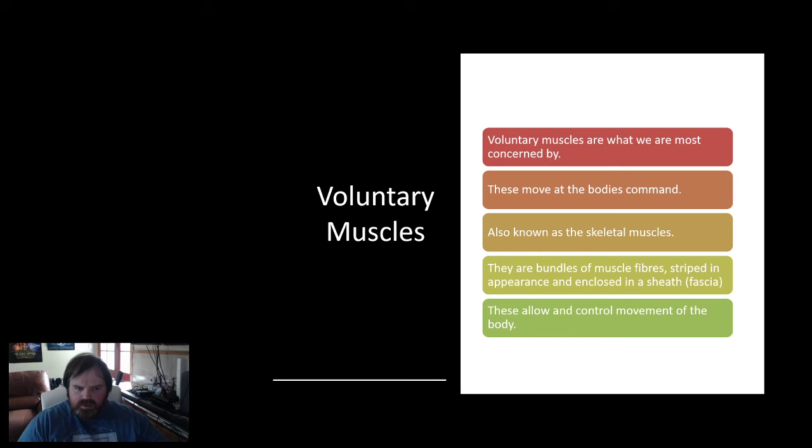Now, lastly and most exciting in some way are voluntary muscles. We're pretty concerned about those because these are the guys who move us around the place. They're known as skeletal muscles, and they're the muscles that move you around. So if you want to move your arms around, move your legs around, run around, pick things up, manipulate stuff, they're all the skeletal muscles. They allow and control movement of the body. You want to move around, you're using your skeletal muscles. These are the ones we think of as muscles. And these are the ones that are easiest to train and get bigger. Just the way of these things.